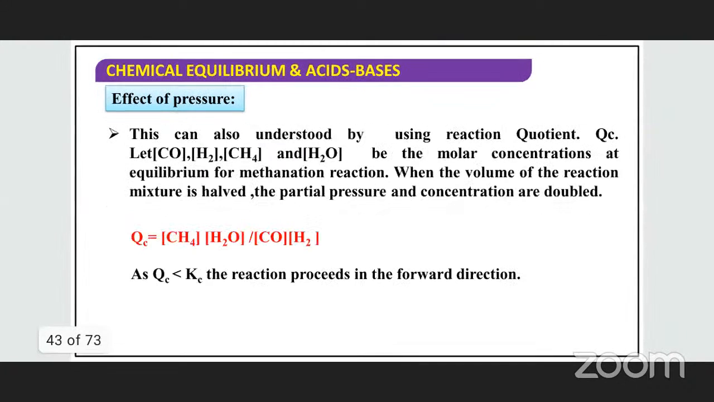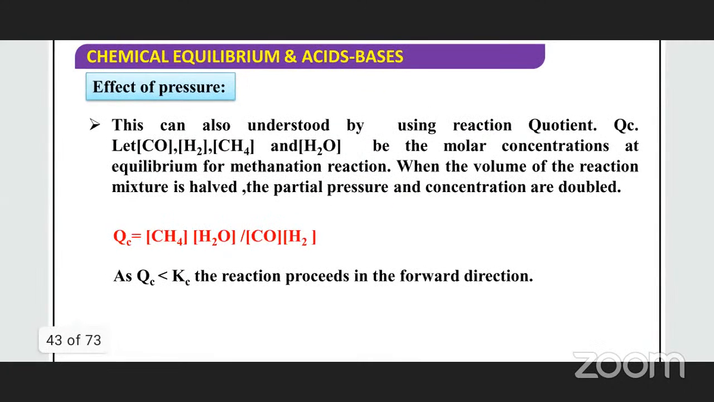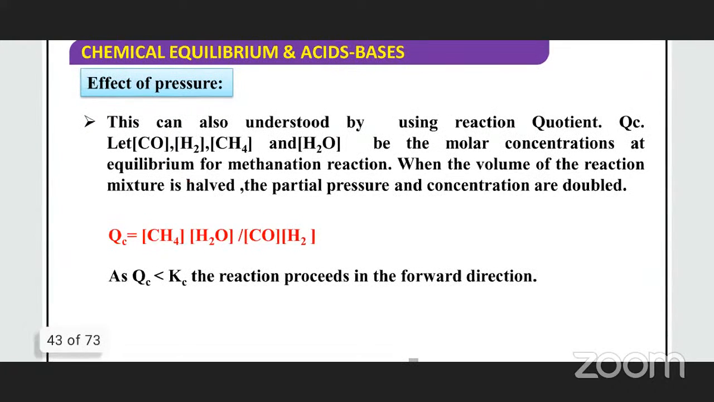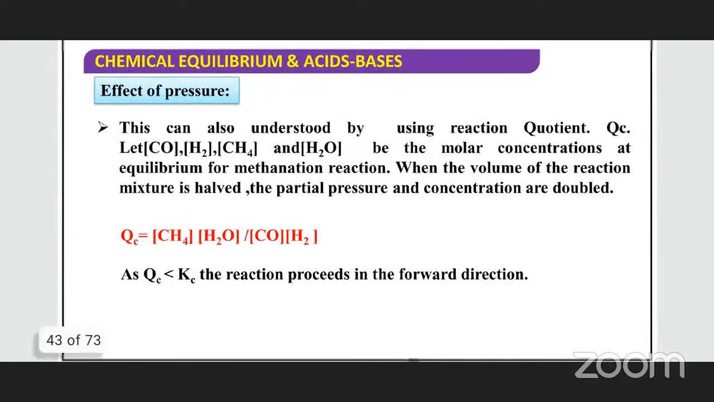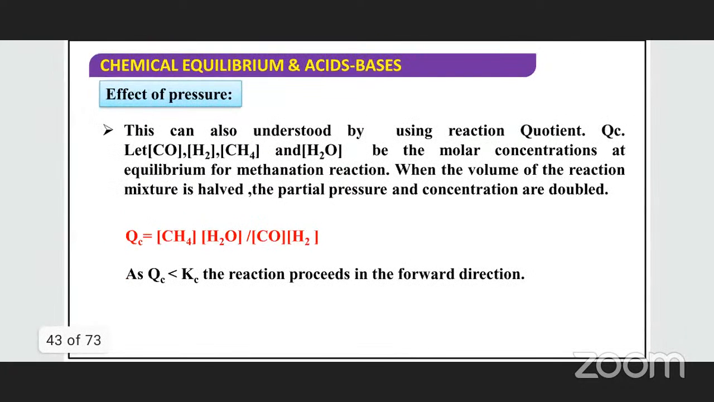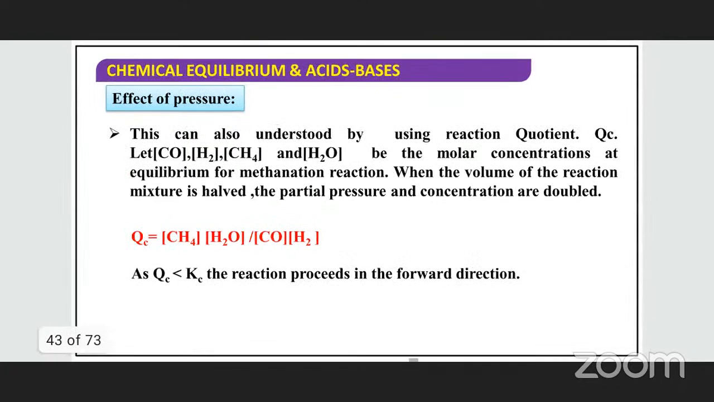This can also be understood by using the reaction quotient Qc, where the molar concentrations of carbon monoxide, hydrogen, CH4 and H2O are at equilibrium for the methanation reaction. When the volume of the reaction mixture is halved, the partial pressure and concentration are doubled. Qc is equal to the molar concentration of products over the molar concentration of reactants. As Qc is less than Kc, the reaction proceeds in the forward direction.